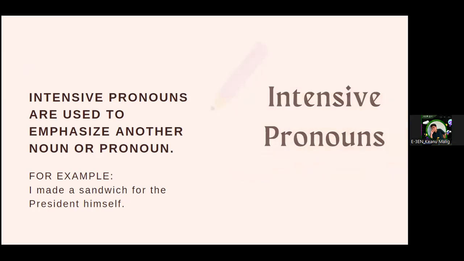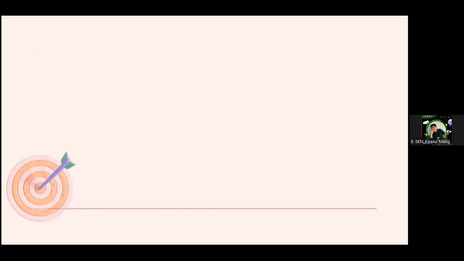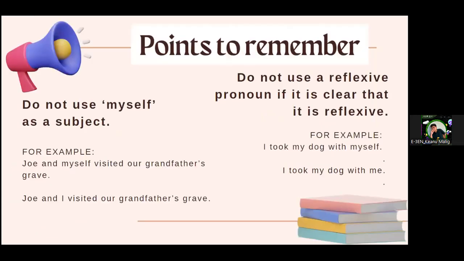Going back to the discussion earlier, here are some points to remember. To identify a reflexive pronoun, we must remember that reflexive means reflect. Next, intensive pronouns are emphatic appositives, which means they give emphasis to nouns or pronouns. Next would be do not use myself as a subject. It means that using myself as a subject on its own is incorrect.